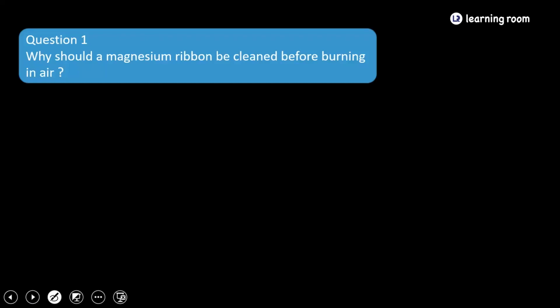Before going to that, let's see why a magnesium ribbon should be cleaned before burning in air. Do you have any idea? Yes, sir. Because the magnesium ribbon is coated with an oxide layer, so when you burn it, when you react it with oxygen or burn it in air, the oxide layer prevents it from burning or giving a white flame. So that's why you need to clean it with sandpaper before. Yes, very good.